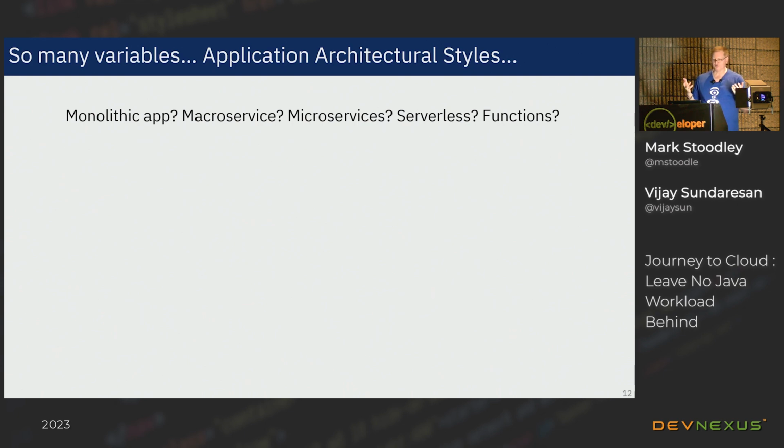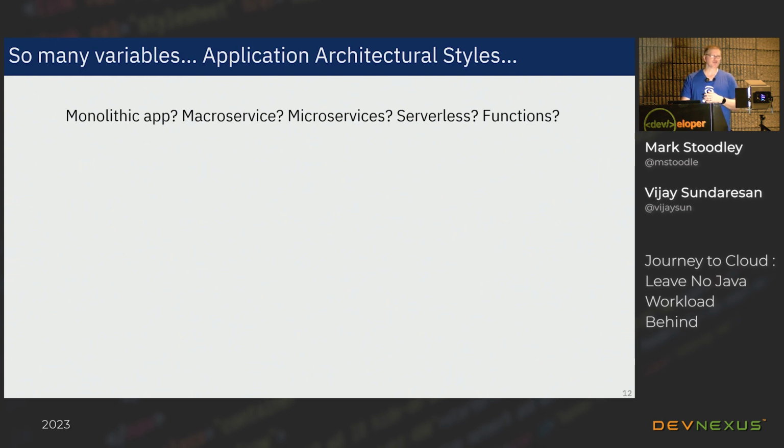To start off with, there are so many variables here. What application style are our customers using? Are they using monolithic apps? Are they using macroservices, microservices? Are they using serverless? Are they doing functions? Unfortunately, the answer is yes to all of those things. In fact, at the scale of IBM and the number of customers and products we have, there's usually somebody who's going to get upset if we don't help them with something that they need done in any of these spaces. So we can't afford to say no to any of these.